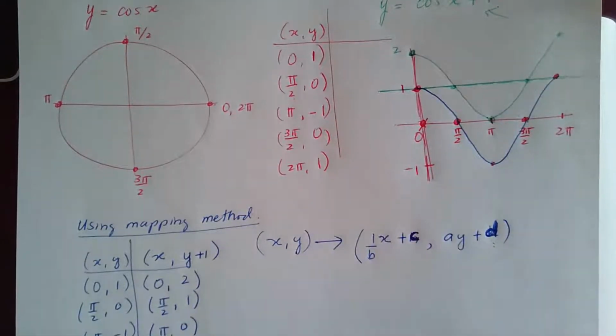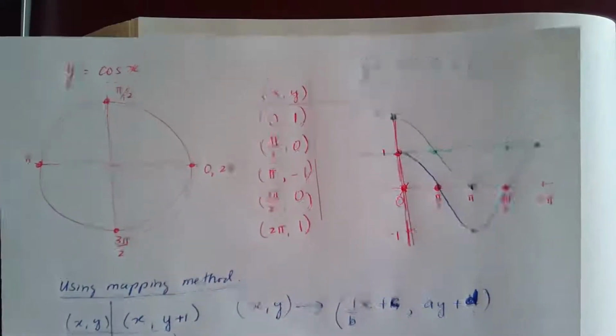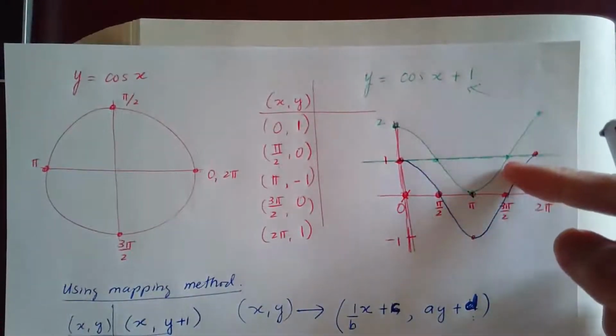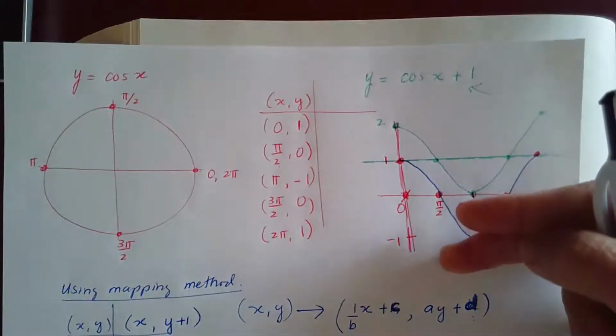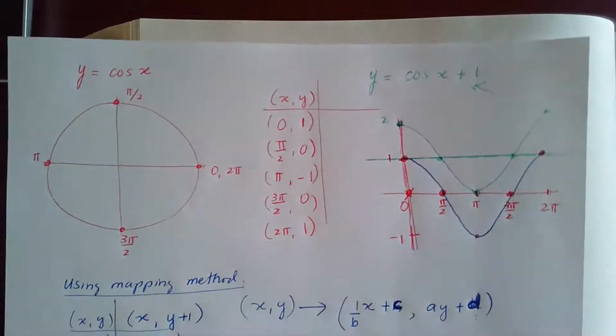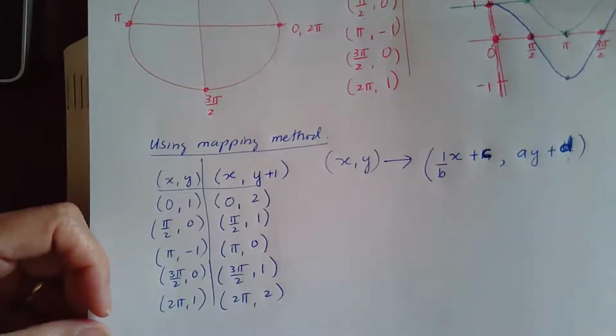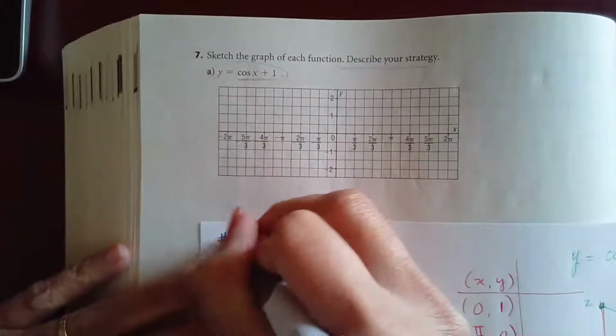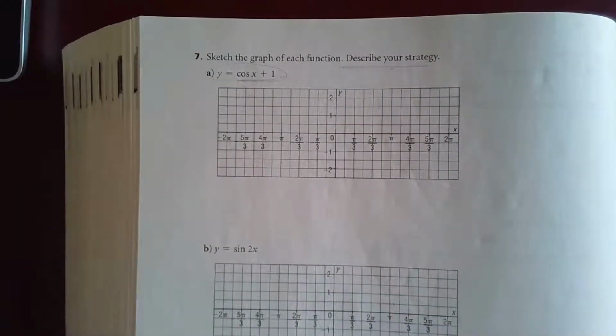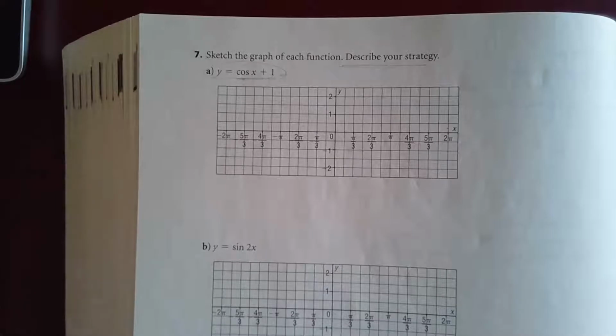So we could use either method. We can graph the normal cosine function and then translate 1 unit up, or we can use the transformation method, and that's a possibility too. That's for question number 7A. Some of this we will talk about today, so I won't spend so much time on it.